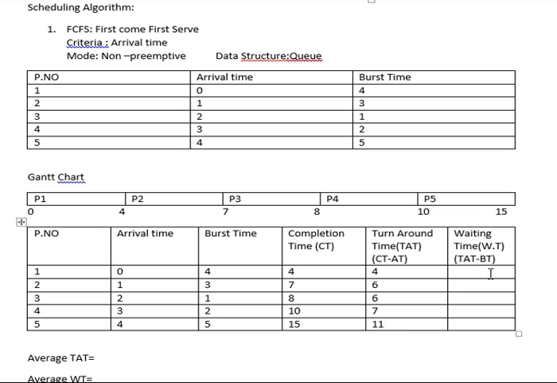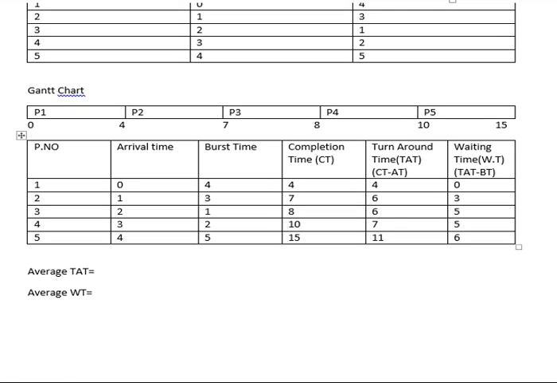So 4 minus 4 is your 0, 6 minus 3, that is this minus this, you are getting 3. Next is 6 minus 1, it is 5. Next is 7 minus 2, it is again 5. And lastly we have 11 minus 5, that's 6. Isn't it very fast to calculate? So that's all we have to do.